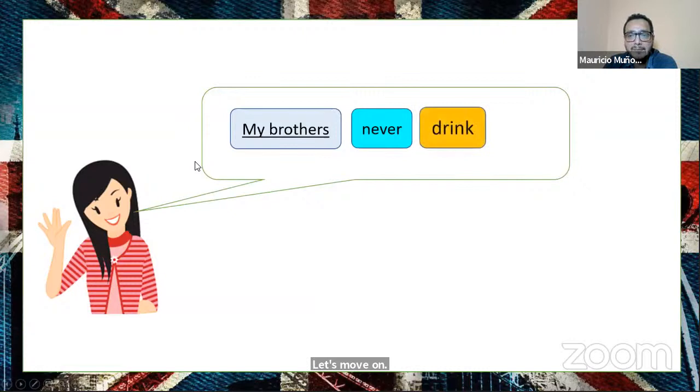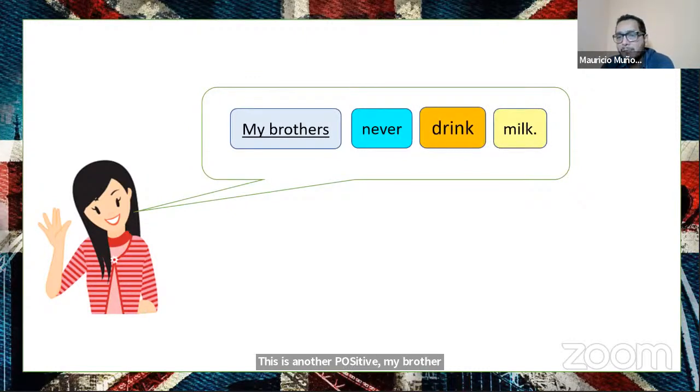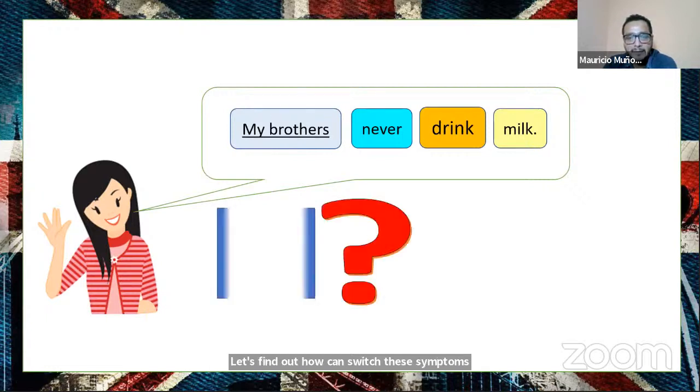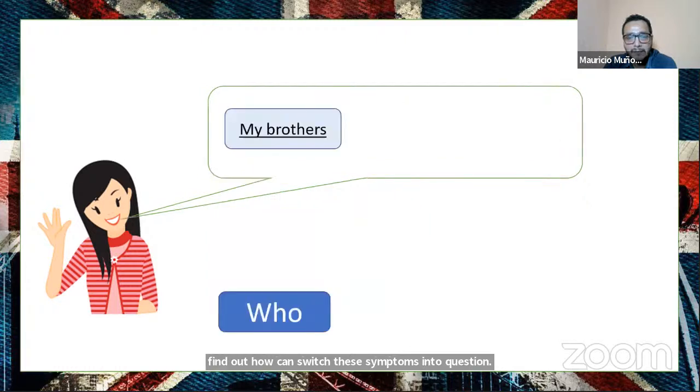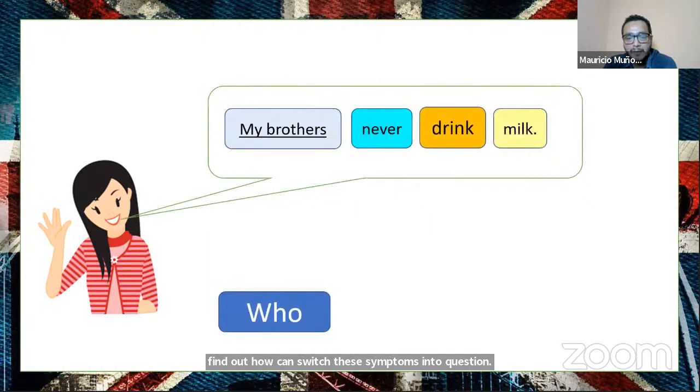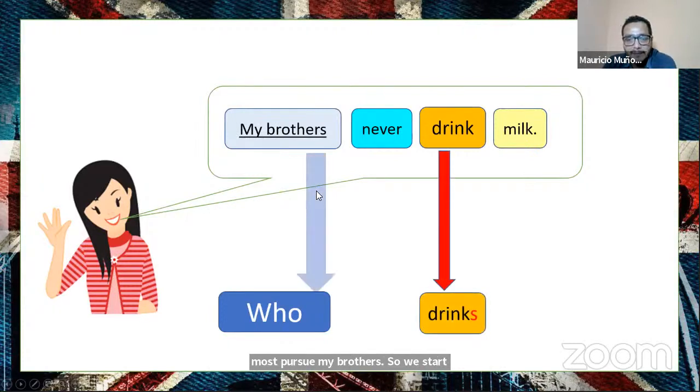Take a look. This is another positive. My brothers never drink milk. Let's find out. How can we switch this sentence into a question? Now we're going to use the word who. Vamos a utilizar who porque queremos saber quién. En este caso tenemos pues subrayadas las palabras My brothers. So we start.